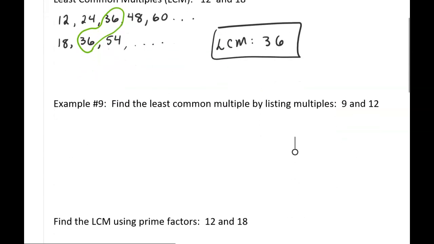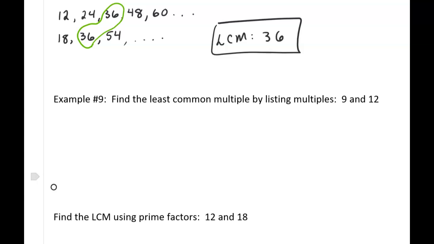Okay, so example 9 here. Find the least common multiple by listing multiples. And the 2 numbers they give us are 9 and 12. So you start with 9, and then you're just going to list multiples of 9. And then how far do you go? Well, I don't really know. I'll do more if I have to, but I think I'm going to get one. And you really don't always know. It depends on the numbers that you're given. But those are multiples of 9.